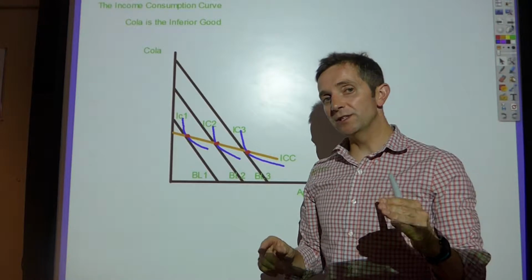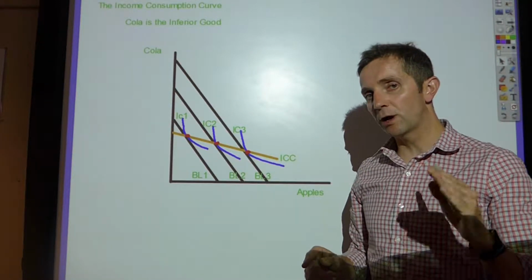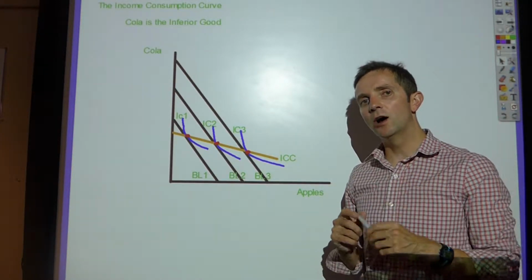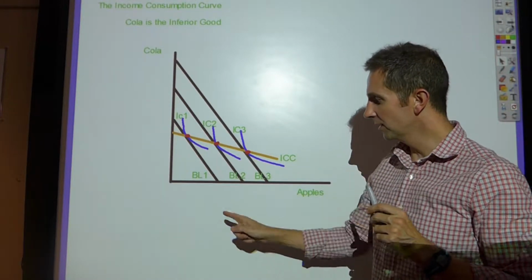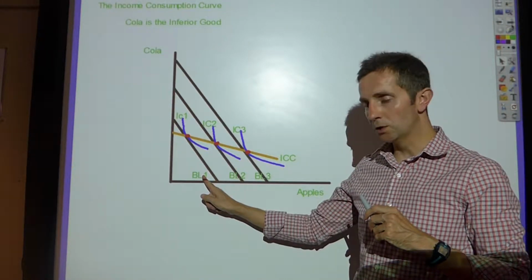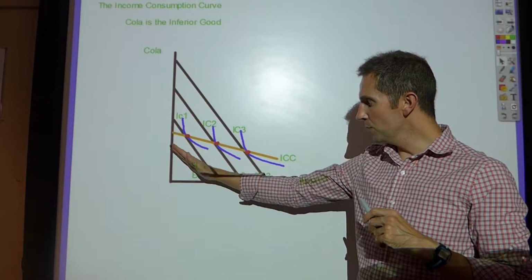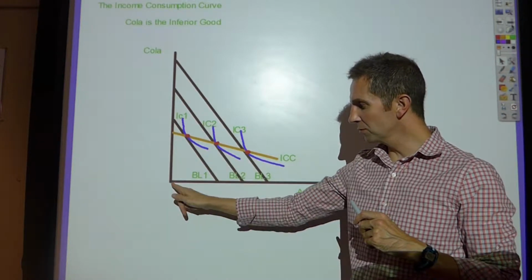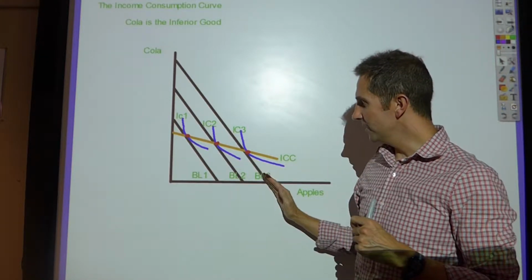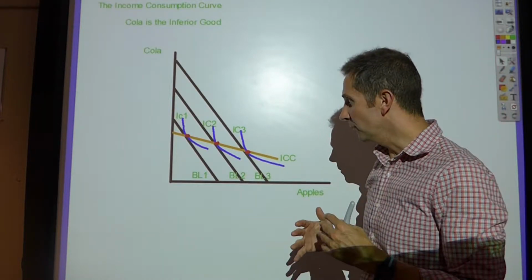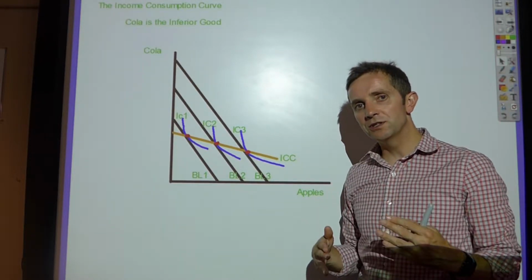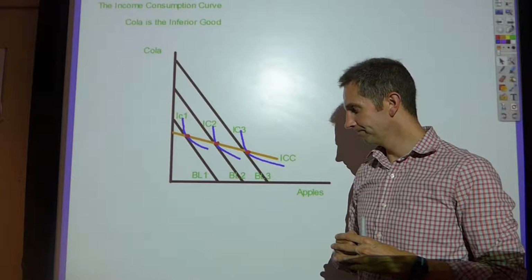Do we know and do we see that income is increasing in this diagram? Of course we do, ladies and gentlemen. How do we see that? We see that because BL1, budget line 1, is here. Then it moves outwards to budget line 2, so we're moving away from the origin. And then it moves outwards again to budget line 3. So all of this pointing to an increase in incomes.